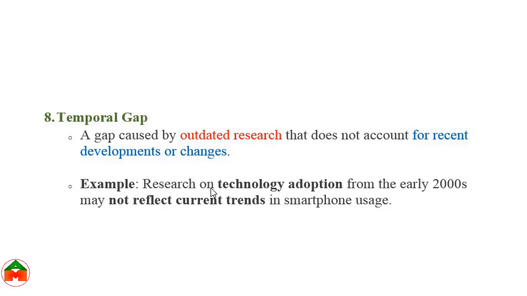As for example, there may be lots of research on technological adoption, but if you avoid the recent technological advancement and the impact of those recent advancements on the lifestyle of people, then we can say that there is a temporal gap. I mean, there is no updated study on the recent development or changes.